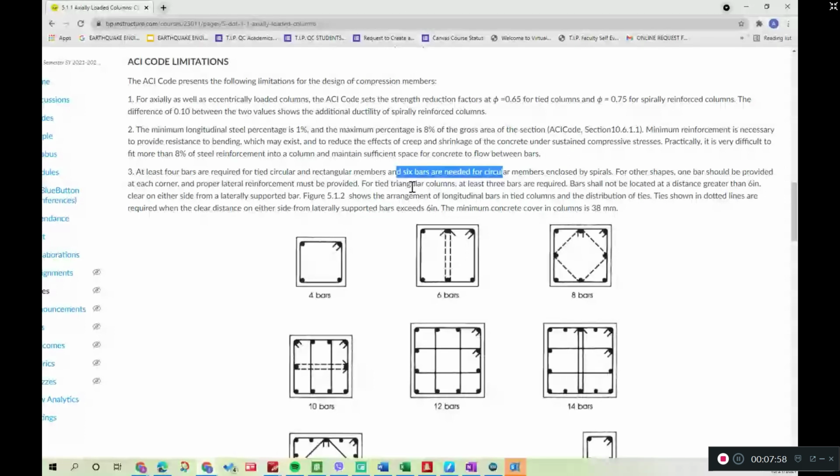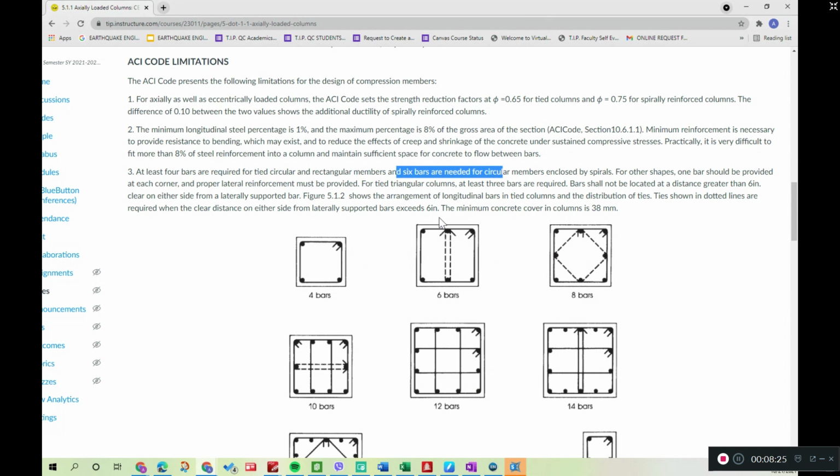So this figure I'm referring to shows the arrangement of longitudinal bars in tied columns and the distribution of ties. These are the ties. The ties shown in those lines are required when the clear distance on either side from laterally supported bars exceeds 150.